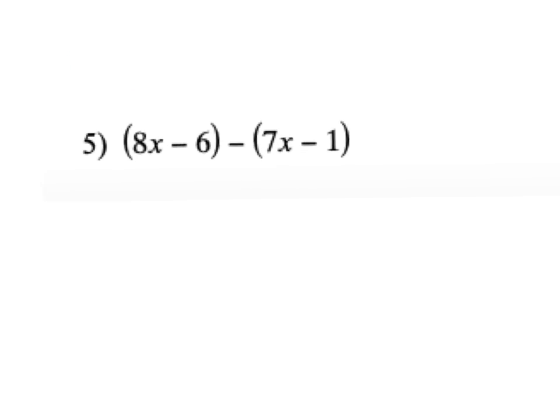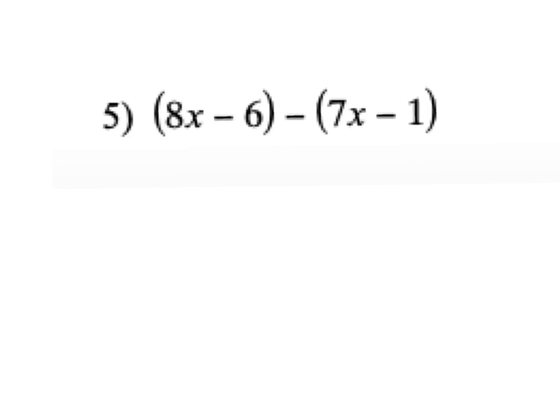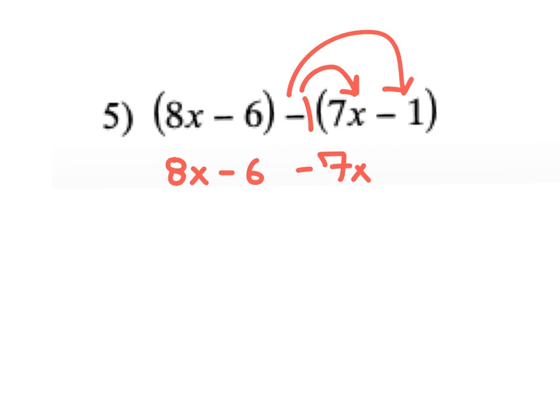All right, why don't you pause the video and try this last one on your own? So hopefully you started by distributing that negative 1. So I'll rewrite this as 8x minus 6. Negative 1 times 7x is a negative 7x, and negative 1 times a negative 1 is positive 1.